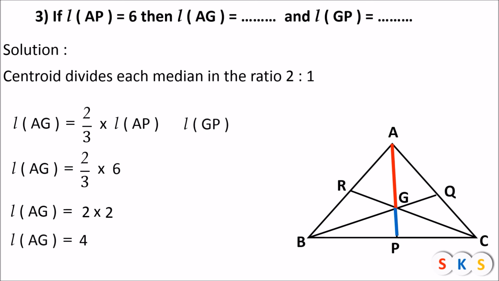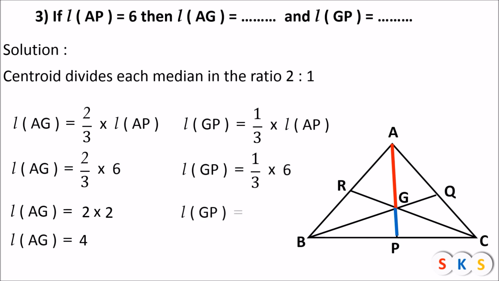Similarly, GP contains one part out of 3, so GP is 1/3 of the median AP. Therefore, length GP equals 1/3 into 6. Length GP equals, we will cancel 6 by 3, we will get 1 into 2, that is 2.